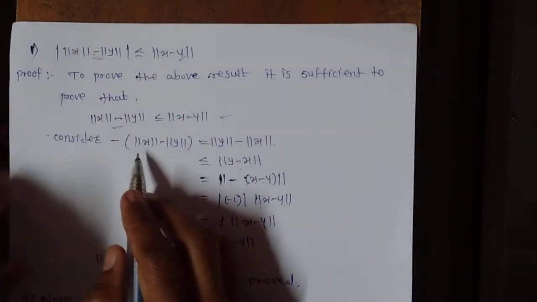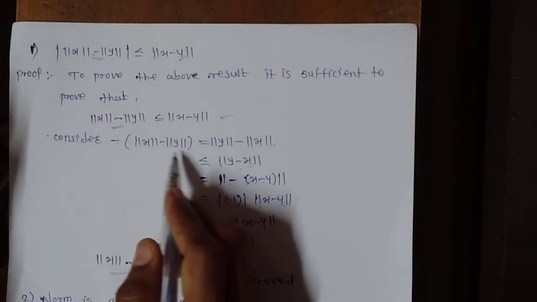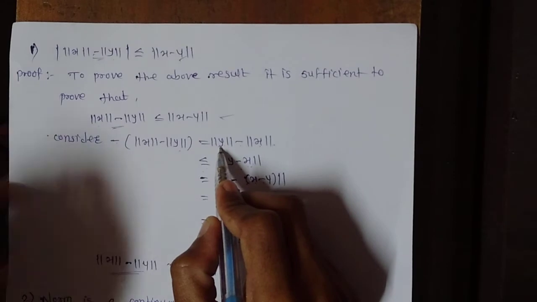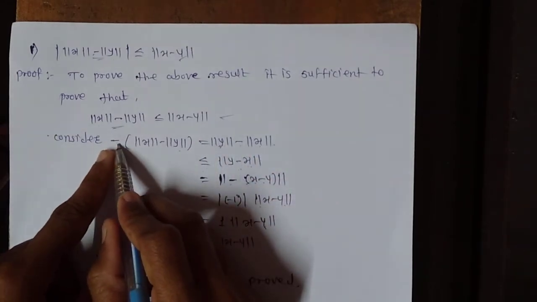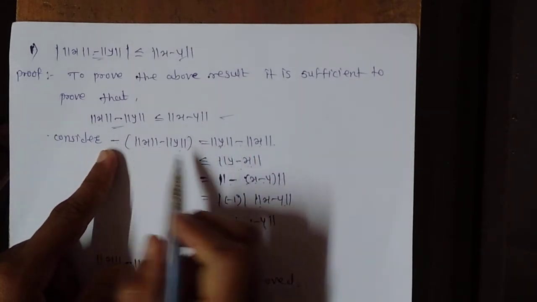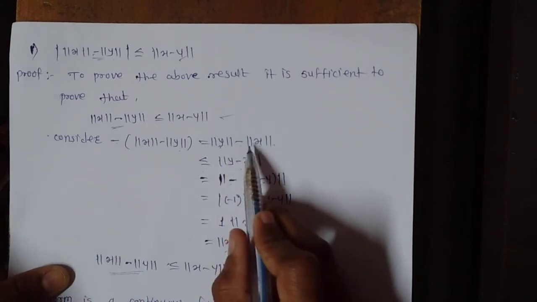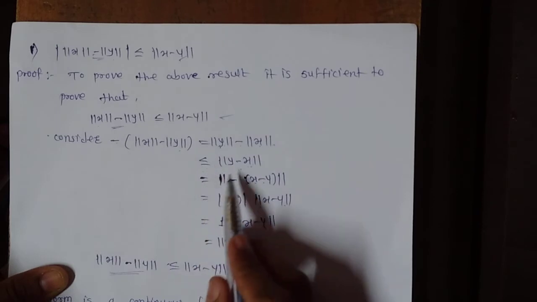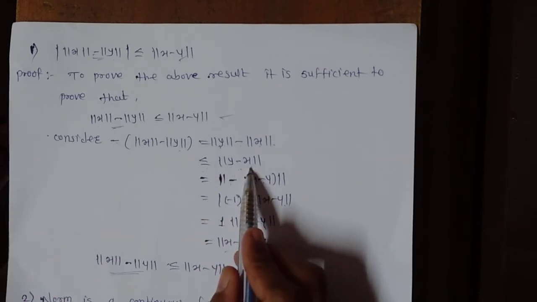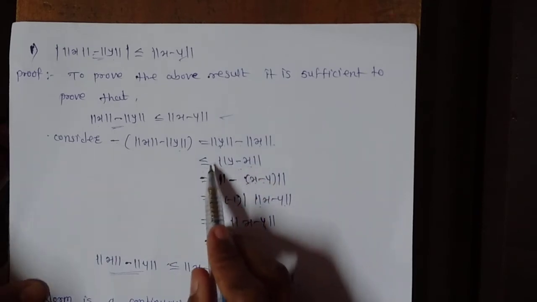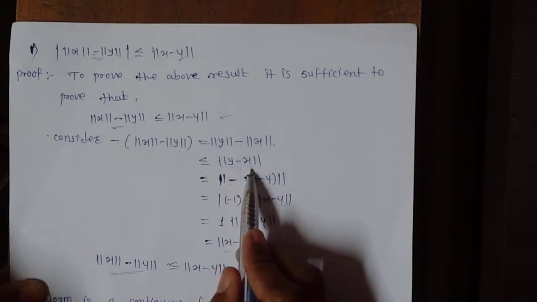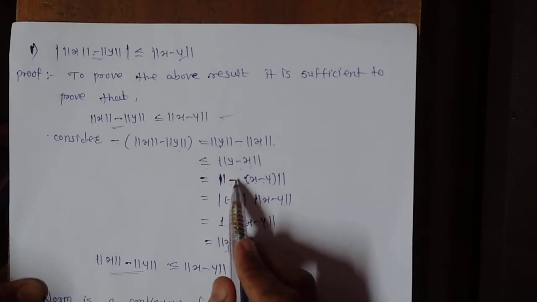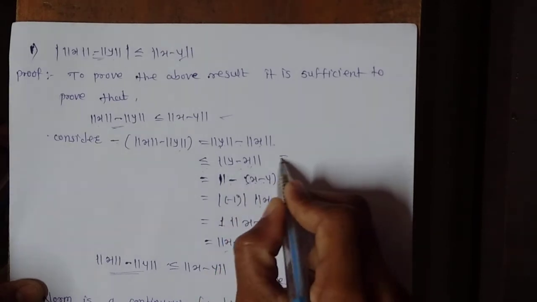So consider the negative of norm of x minus norm of y, which is norm of x, norm of y multiplied by that negative sign under the bracket. So we'll have norm of y minus norm of x, which is less than or equal to norm of y minus x by our property of norm. Now take minus common.